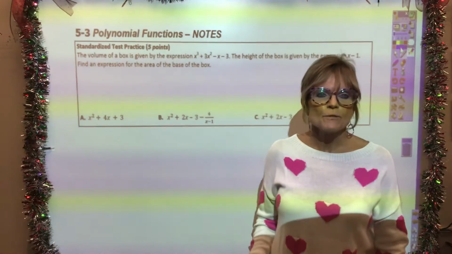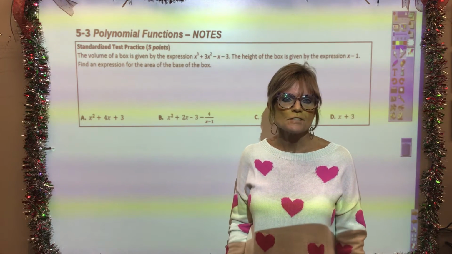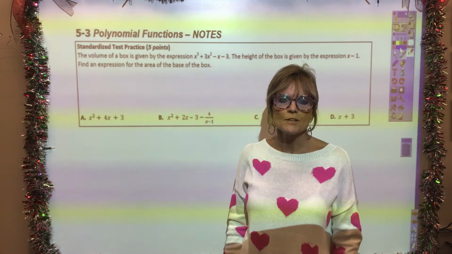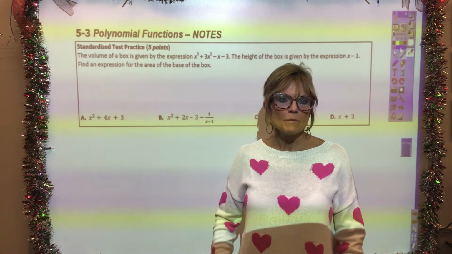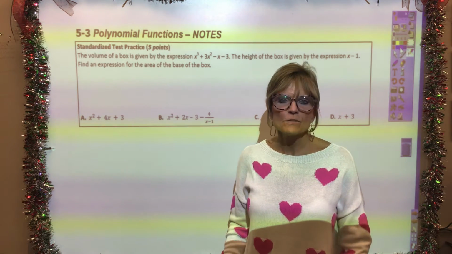Hi class, today we're going to begin our discussion on chapter 5.3, Polynomial Functions. This will be page 1 of the notes.